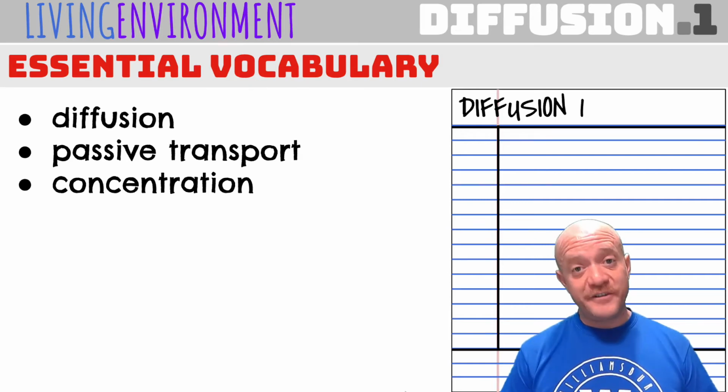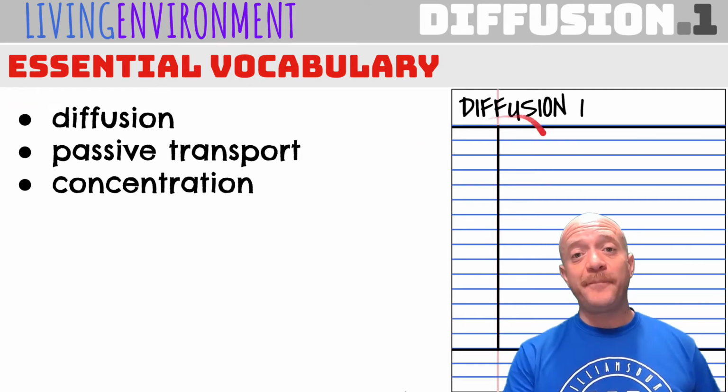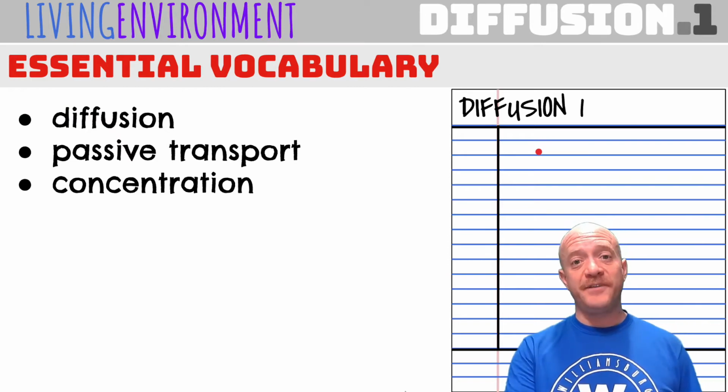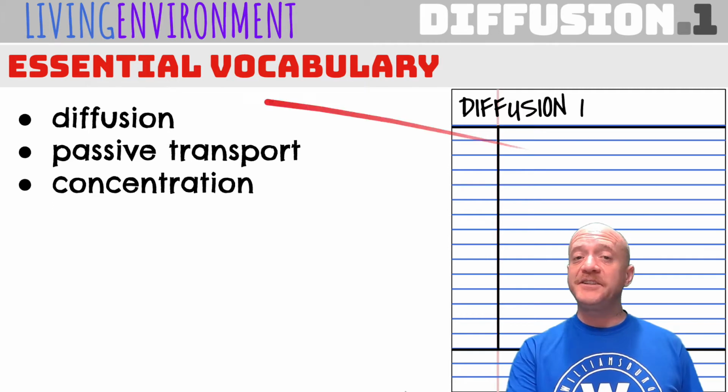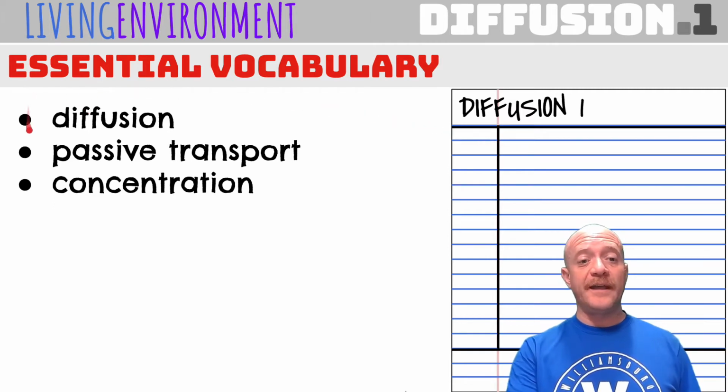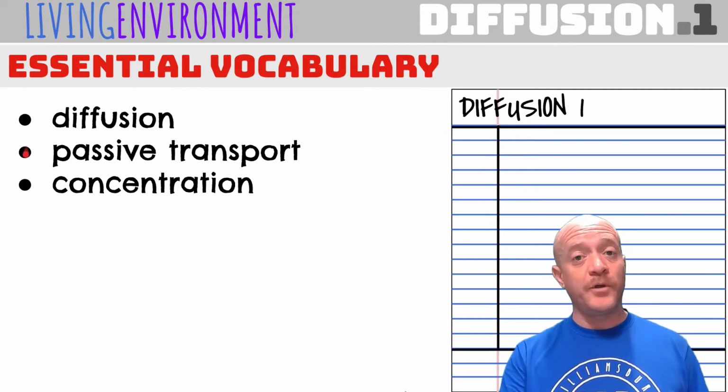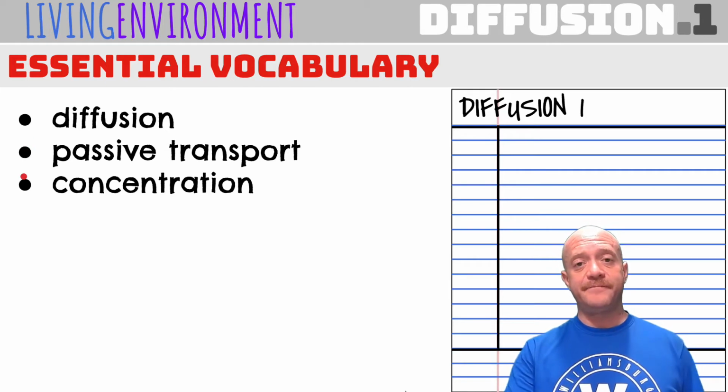Hey, this is the video for Diffusion 1. So go ahead, set up your Cornell notes, start a new entry by completing your setup. Pay attention to the essential vocabulary. We will be looking at the words diffusion, passive transport, and concentration.